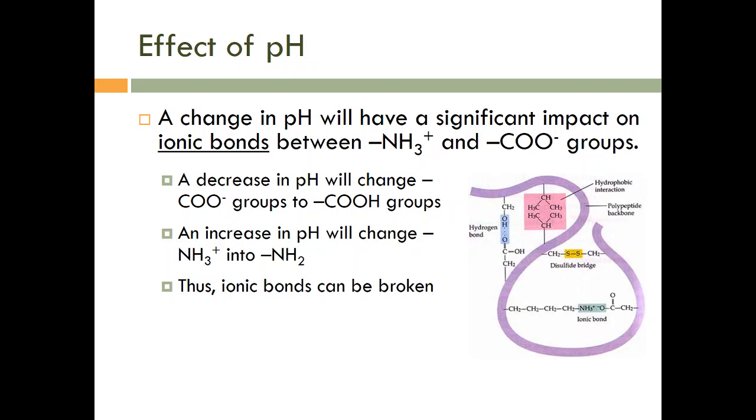An increase in pH will change NH3+ into NH2. It will get rid of the hydrogen that was attached, so the nitrogen is no longer an ion because it's got less hydrogen there. The ionic bond can be broken.